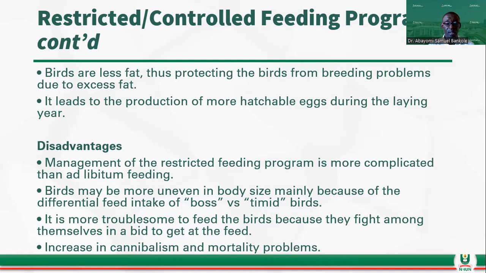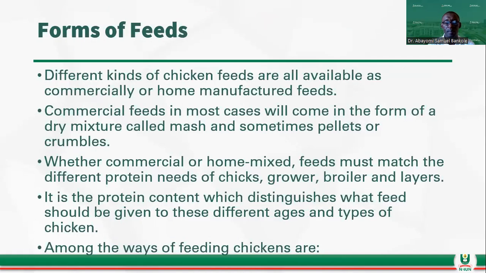So birds may be more uneven in body size, mainly because of differential feed intake of bullies versus timid birds. Now, it is more troublesome to feed the birds because they fight amongst themselves in a bid to get at the feed, and also there can be an increase in cannibalism and mortality problems because there's little to eat or not enough to eat. Now, let's look at forms of feeds. Yes, we have different forms of feeds available.